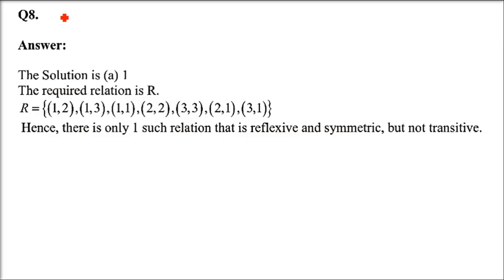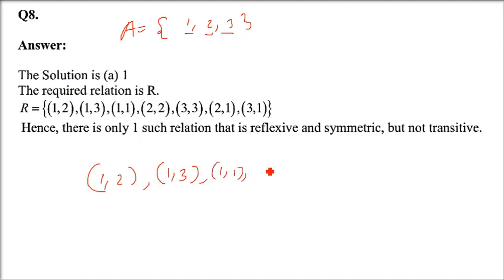Question number 8. Let A = {1, 2, 3}. The number of relations containing (1, 2), (1, 3) which are reflexive and symmetric but not transitive. So the set A is given as {1, 2, 3}, and it is also given that (1, 2) and (1, 3) are already there. We need the number of relations containing these which are reflexive and symmetric and not transitive. First it has to be reflexive. So you have to add (1, 1), (2, 2), (3, 3) in order for this relation to be reflexive.